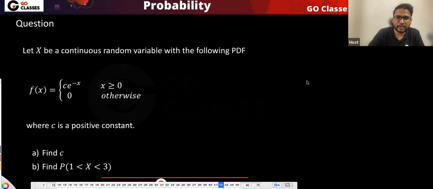Let's suppose that we want to solve this question. Here they're saying X is a continuous random variable which has the following PDF. Now, what is the value of c here? Can you calculate the value of c?